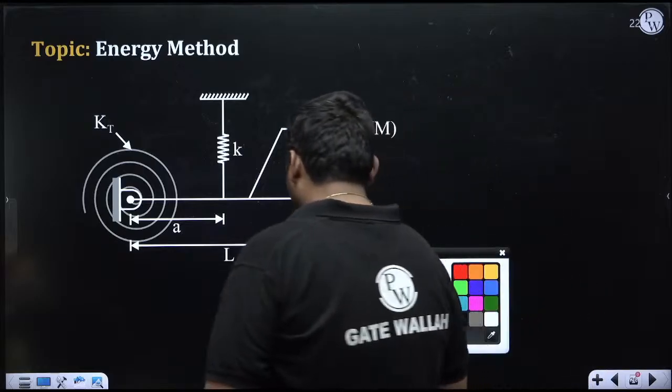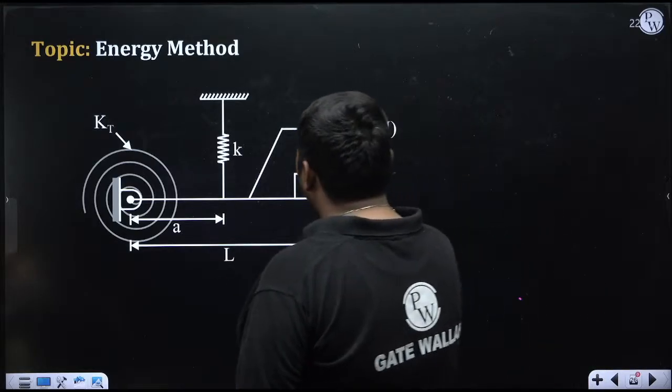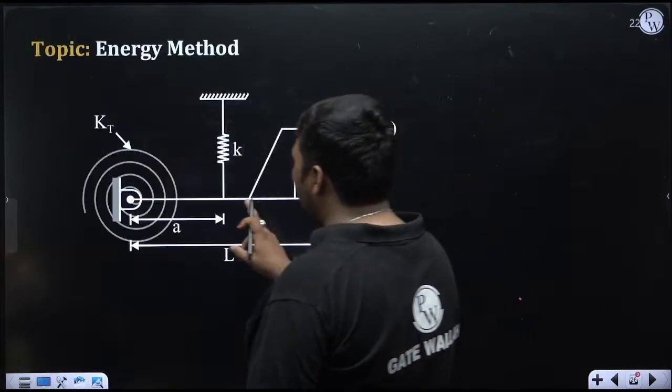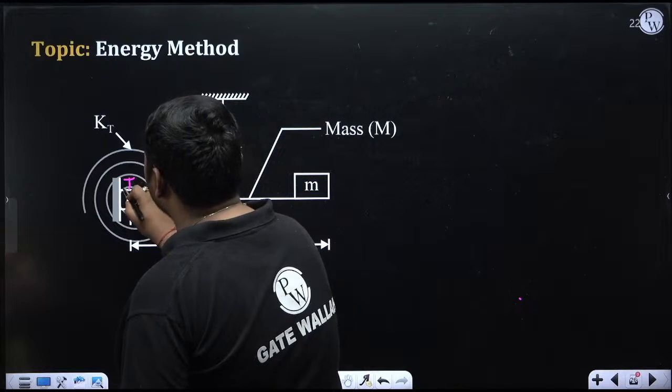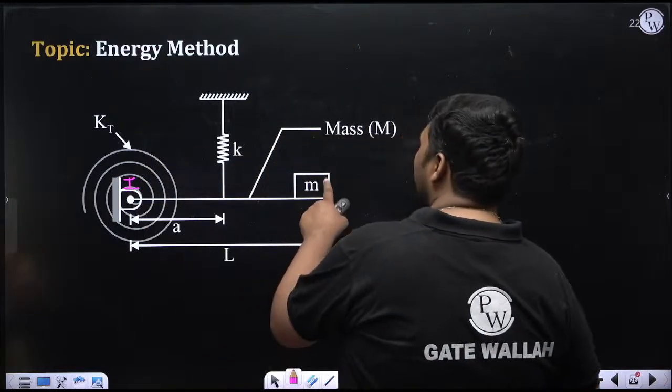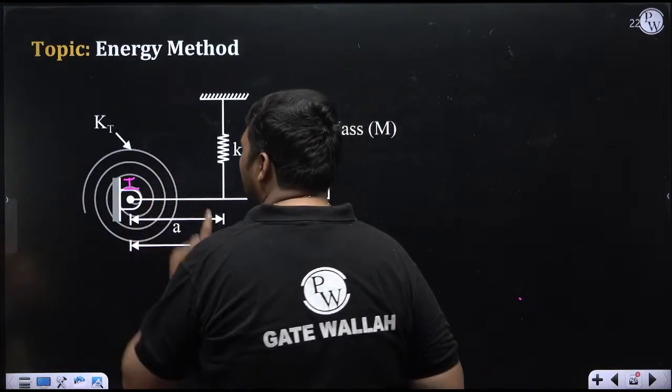Now see, first of all, this rod is hinged, so this will be the I center of the rod. Now this point mass is also attached to the rod, so this is also the I center of the point mass.